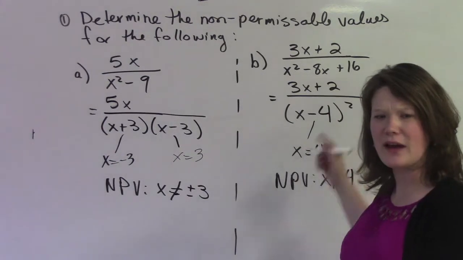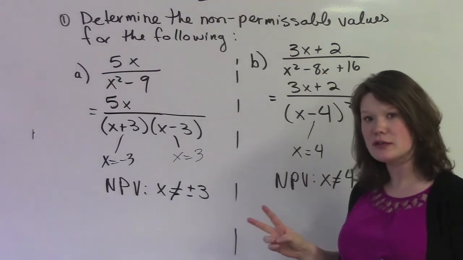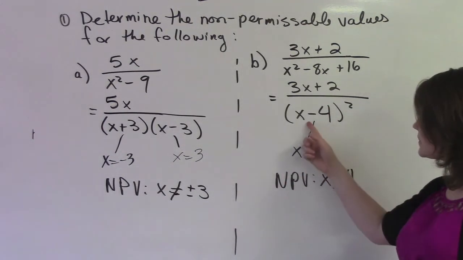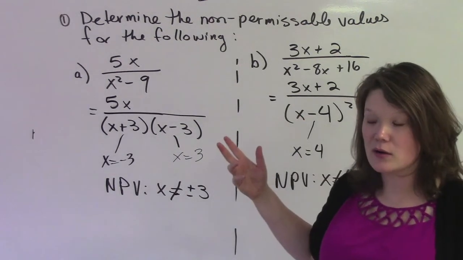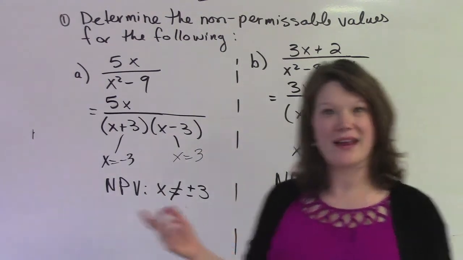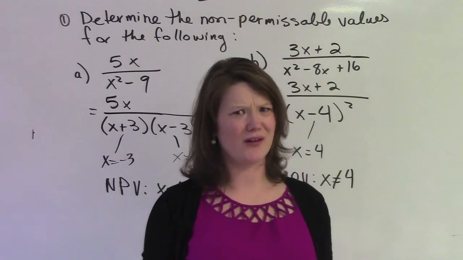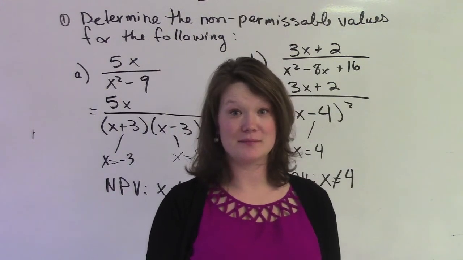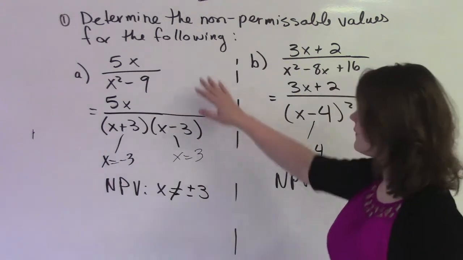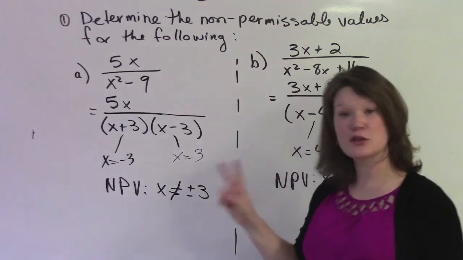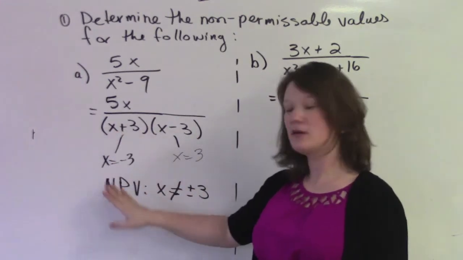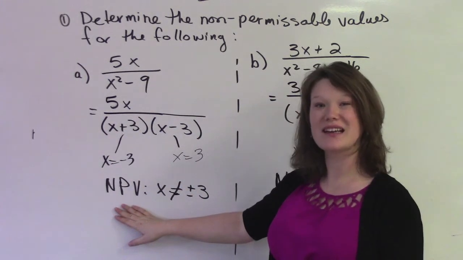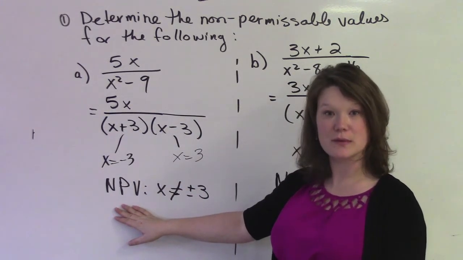Even though we have a quadratic and usually we have 2 different values, this one is just x minus 4 squared. So x cannot equal 4 and x cannot equal 4. It's just the same thing. So step number 1, factor. Step number 2, see where that denominator can equal 0. Step 3, state explicitly your non-permissible values.